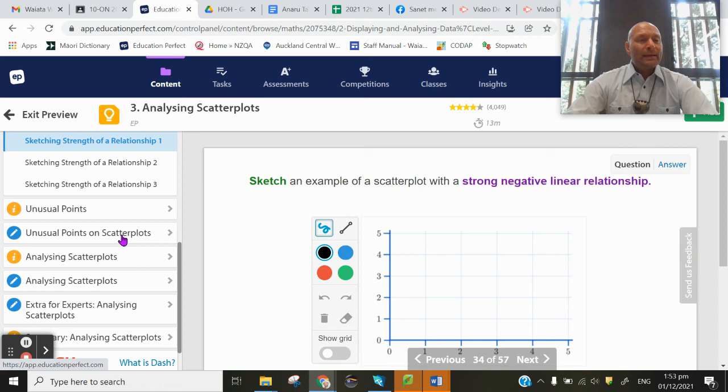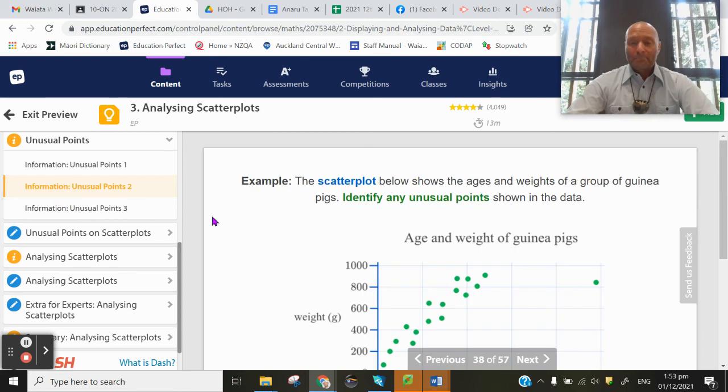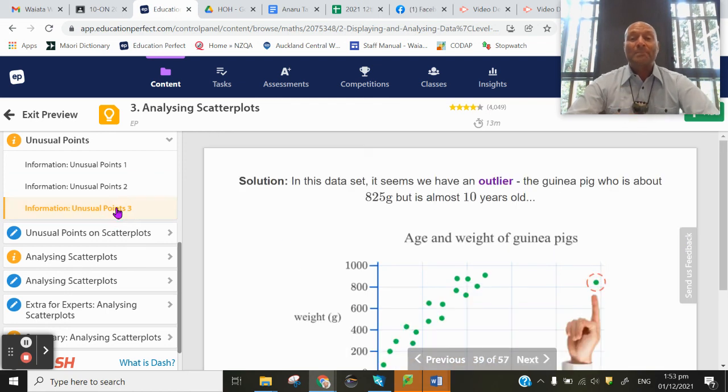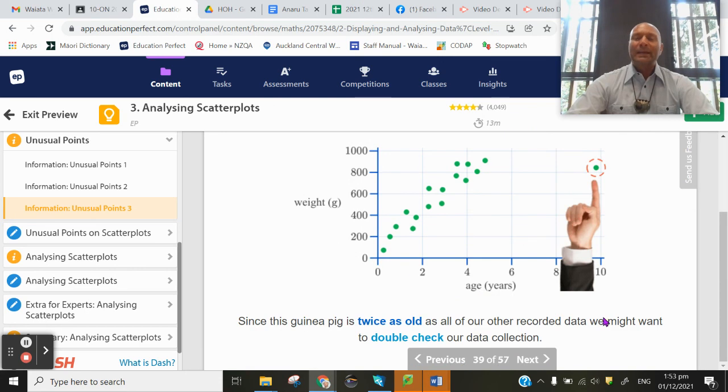And lastly, we're going to talk about unusual points. If there's any point that's well away from the rest, that's an unusual point. It's worth mentioning. So there it is, one unusual point: a little bit less than 10 years, and a little bit more than a weight of 800 grams. Always want to mention unusual points. There's one here as well. As we were saying, you want to identify those points.